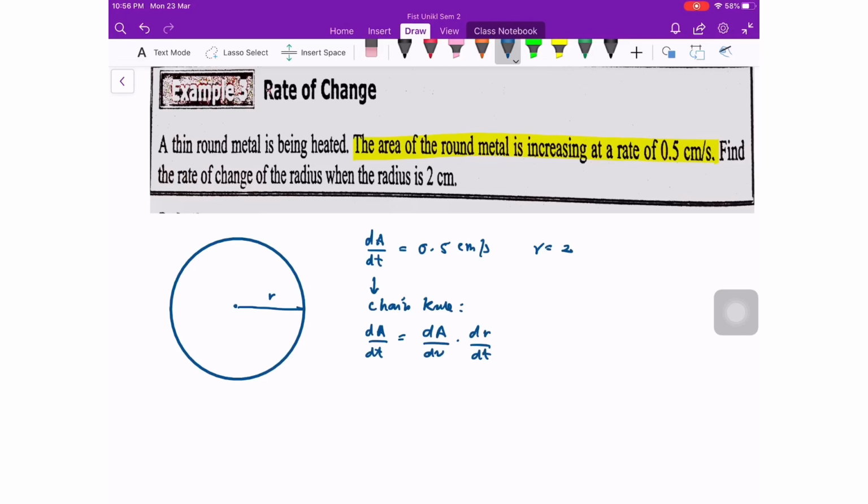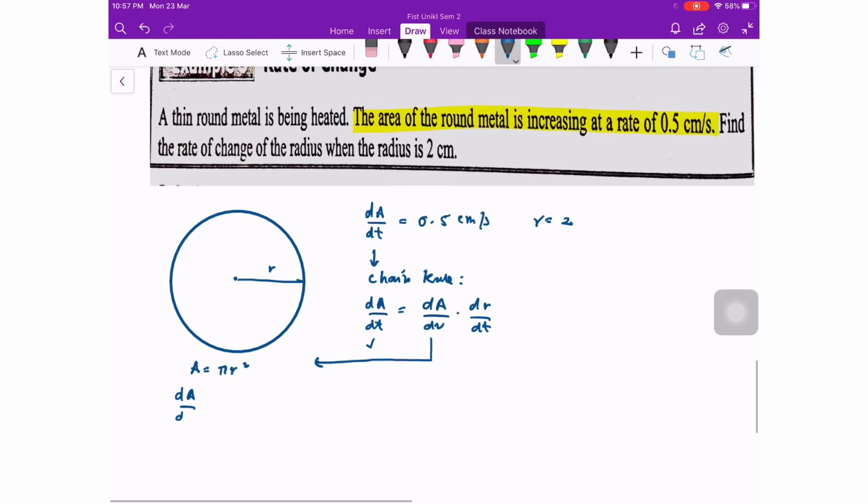dA over dt is given. The dA over dr we need to find using the formula of the area of a circle, which is pi r squared. Now we need to differentiate A with respect to r as usual. We differentiate A with respect to r, which equals 2 pi r. Then we have r equals 2. Therefore dA over dr equals 4 pi.